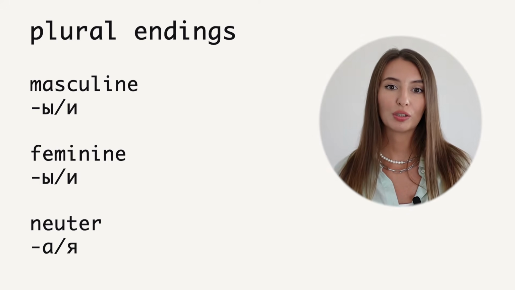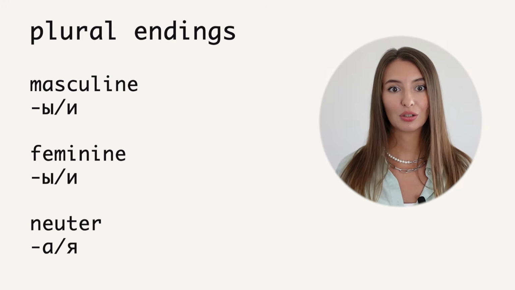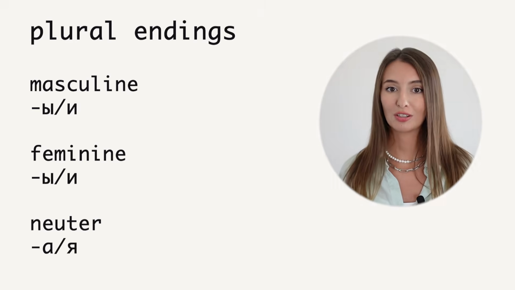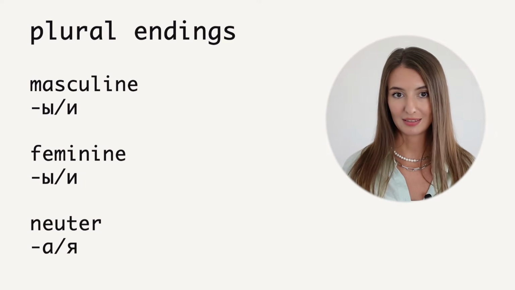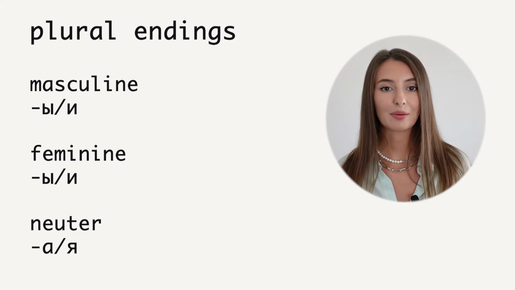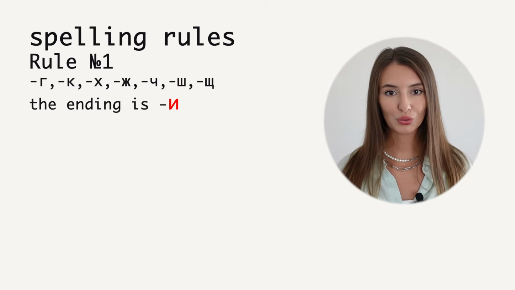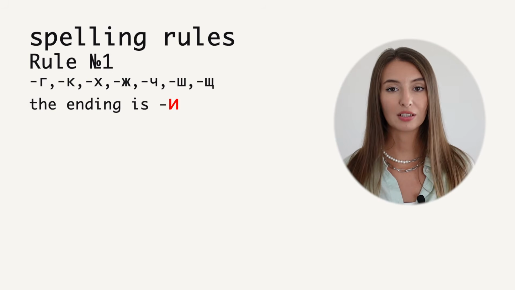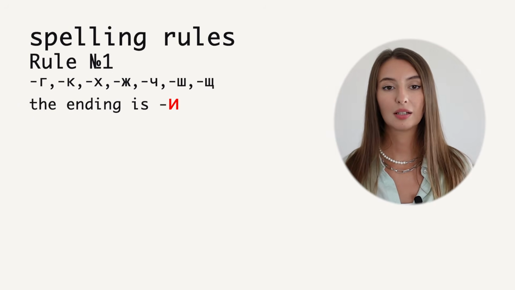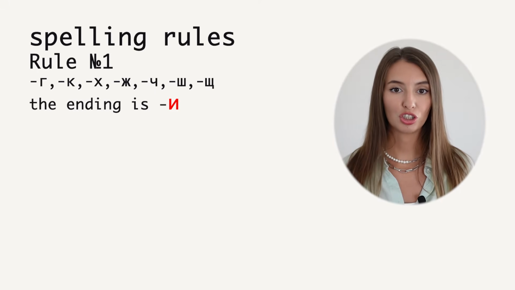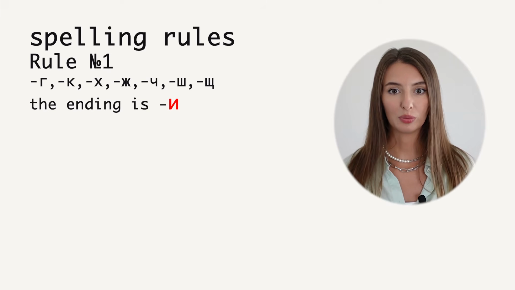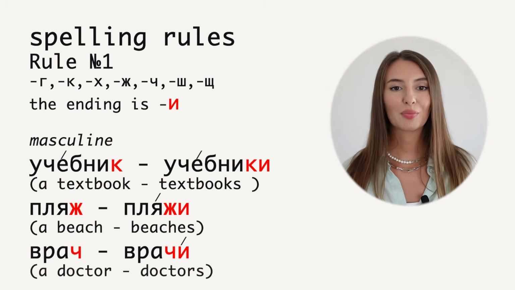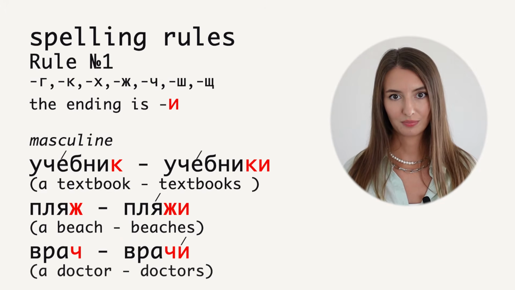To decide which one you need in every particular case, firstly, go back to the topic of noun structure and recall that a Russian noun consists of a stem followed by an ending. Secondly, remember some spelling rules. Rule number 1. If the stem ends with г, к, х, ж, ч, ш, щ, the ending for the plural will be и. Here are some examples for masculine nouns.